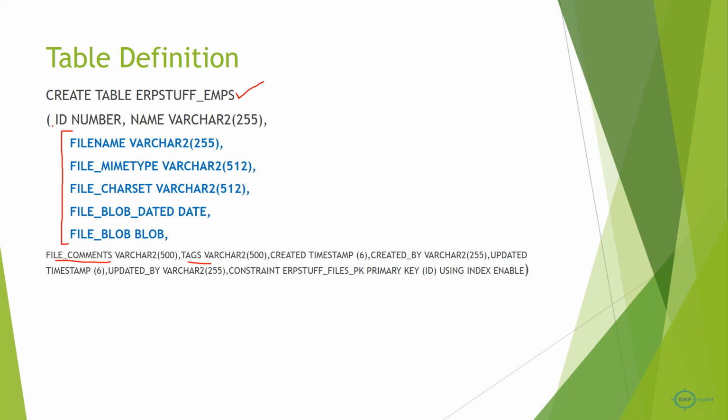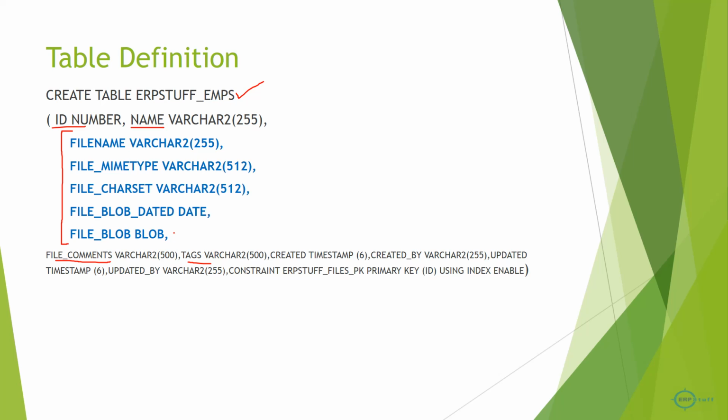I just kept very minor columns. So let's say employee name, ID, department, and you can keep others. But the limitation of this way of uploading is that you can have one uploaded file per record. So you can't have two photos. Yeah. So this is for single file upload.